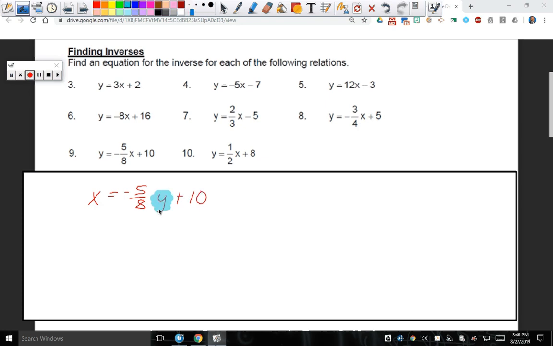Second step, solve for your new y. Get y by itself. Some of you can see it. Some of you maybe not as easy. What do I do to start moving stuff over? Subtract 10. Okay, here we go. X minus 10 is equal to negative 5/8 y. My goal is to get this y all by itself.